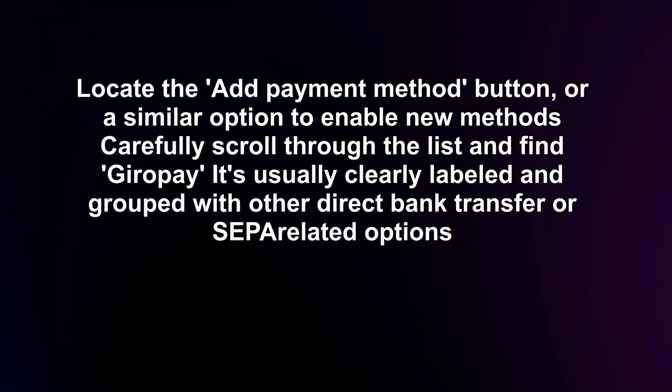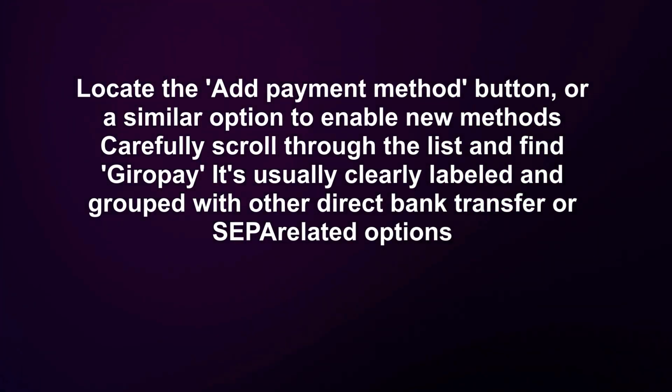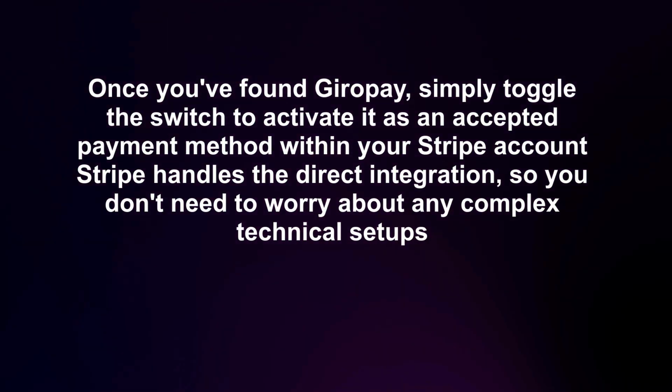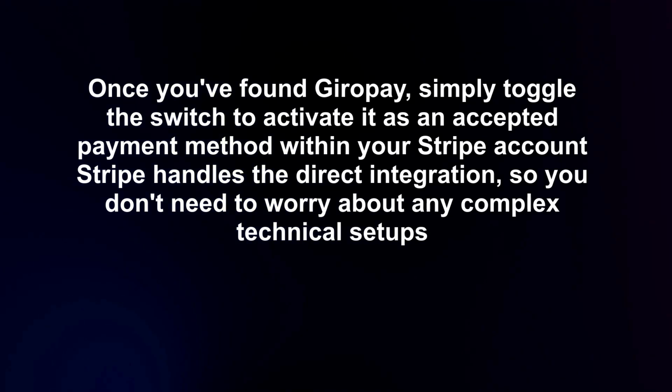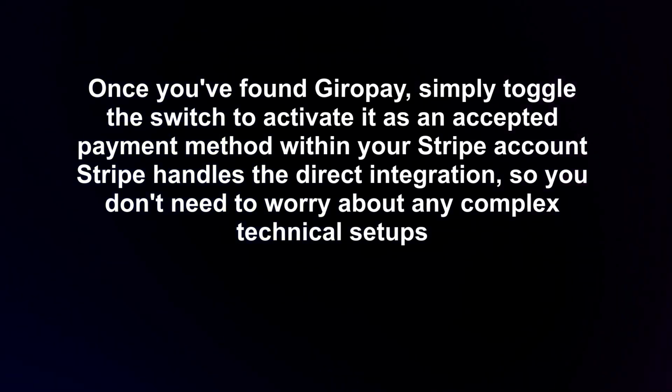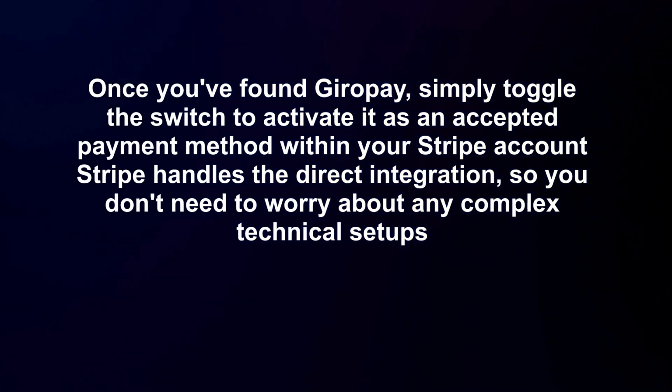It's usually clearly labeled and grouped with other direct bank transfer or SEPA-related options. Once you've found Giropay, simply toggle the switch to activate it as an accepted payment method within your Stripe account. Stripe handles the direct integration, so you don't need to worry about any complex technical setups.